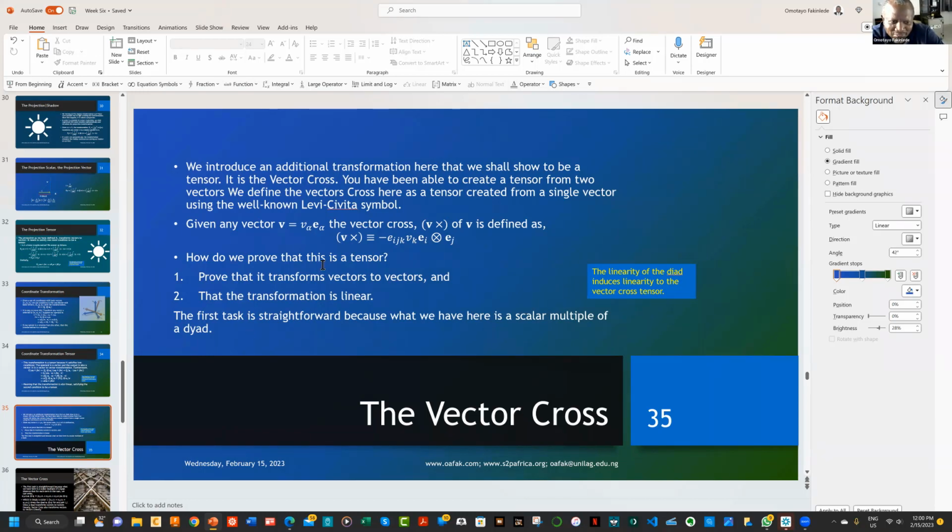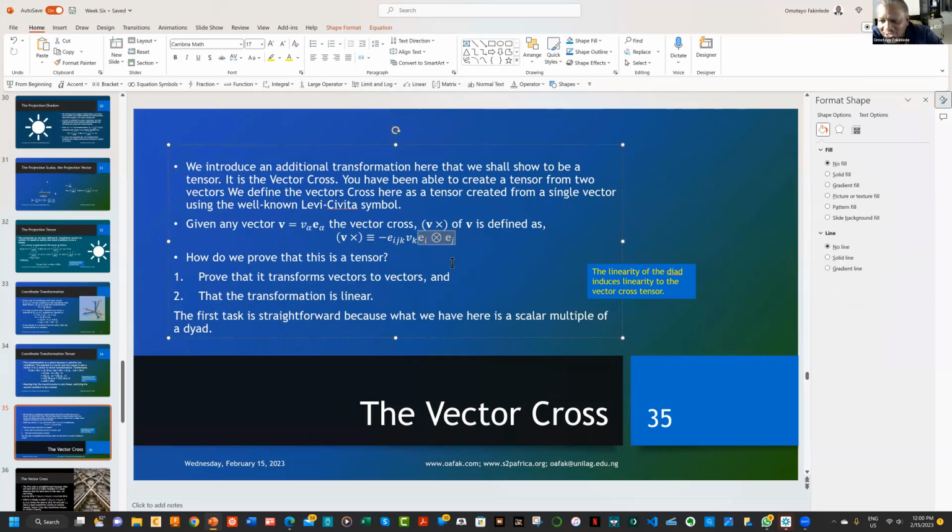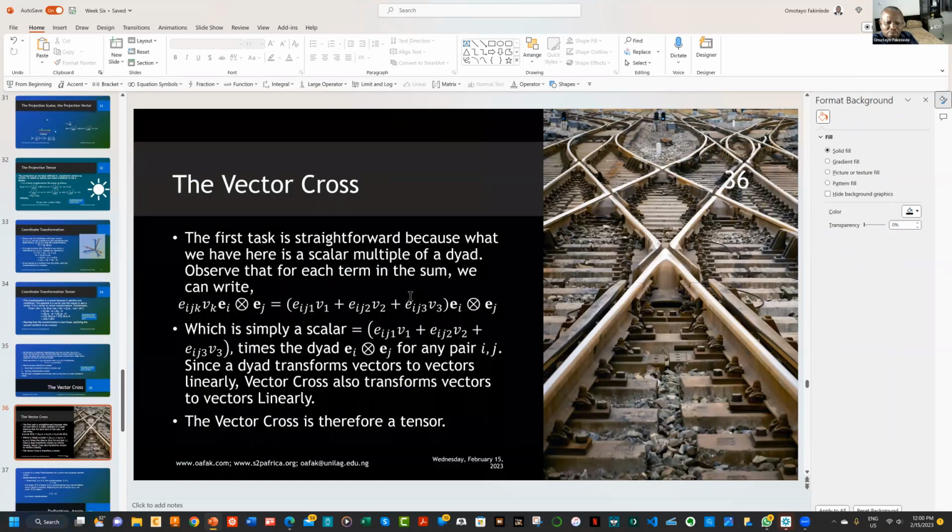If you want to prove that it's a tensor, prove that it transforms vectors to vectors, and that the transformation is linear. But we don't need to. We can just immediately conclude that since it's just a linear sum of dyads, then it's a tensor. A linear sum of dyads is a tensor. But I went ahead to prove it here, so you can go ahead and see.